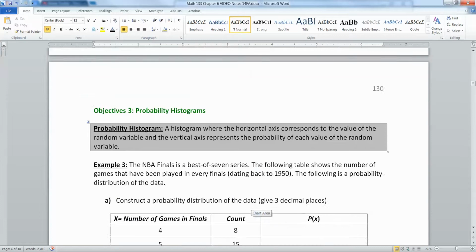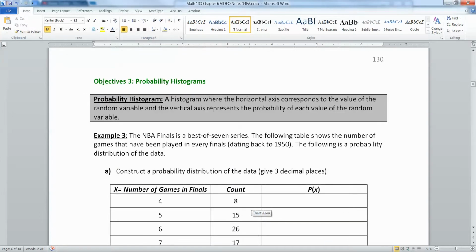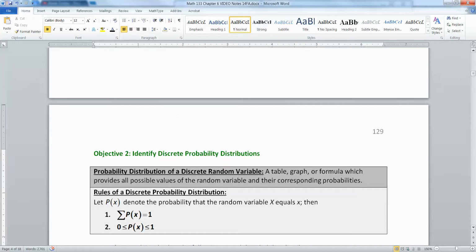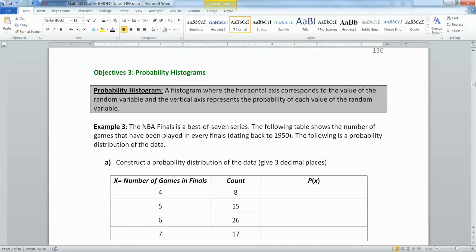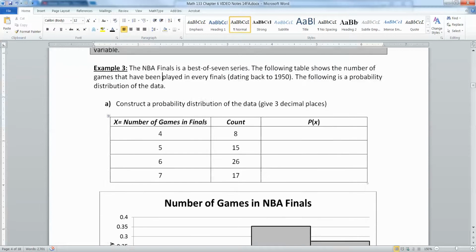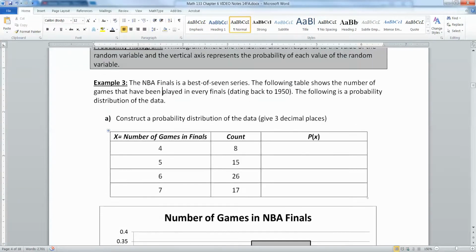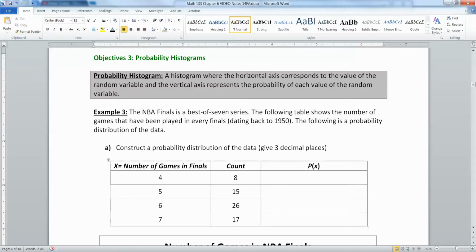All right, let's move on to the probability histograms. So I said at the beginning, back here, I said that you could have probability distributions show up in a table or a graph. So far you've seen the tables on this page, and then the next page has the graphs part. So first of all, let's kind of look at this. This is the number of games in the NBA Finals, in the best of 7 series. The following table shows the number of games that have been played in every finals.